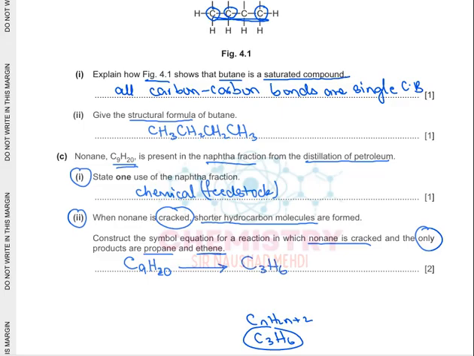Then we have ethene. Ethene is a member of alkene. Alkene is CnH2n. Ethene means 2 carbon atoms, so you have to put 2 over there. So you will be getting C2H4. So you are getting C2H4, right?